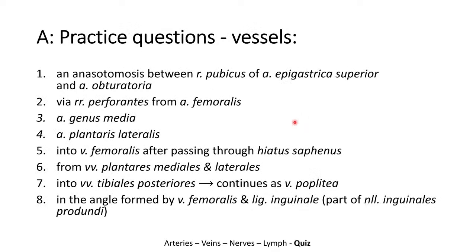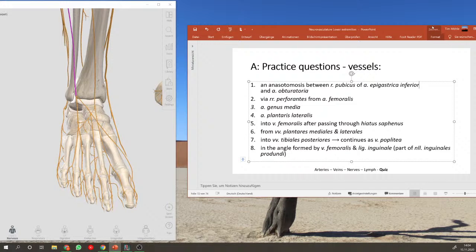So let's go through the answers. The first one: corona mortis is an anastomosis between the pubic branches of the superior... Oh, sorry, this is a mistake. It should be inferior. Yes, you're right. So an anastomosis between the pubic branches of the inferior epigastric and the obturator artery.